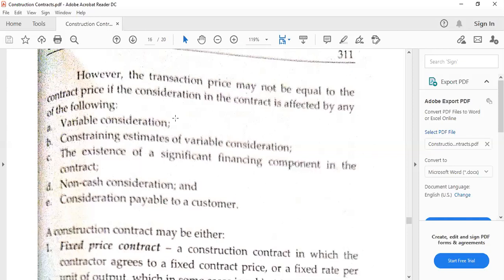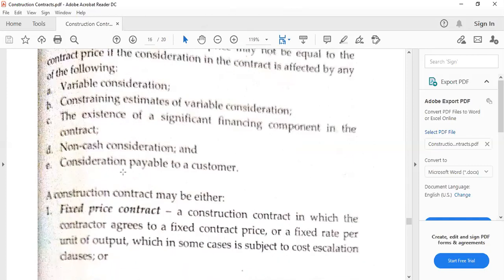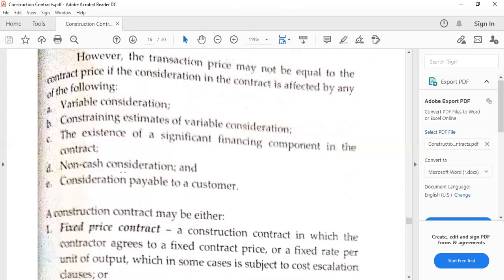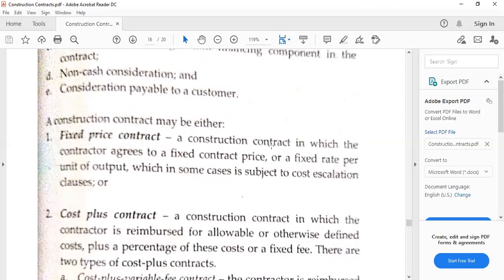So variable consideration would be like there will be changes in scope. I kept on saying that there is additional work to be done. Then constraining estimates. So initially, these are the estimates, but they would change later on, would either increase or decrease, or a financing component could be interest involved. Then additional consideration like non-cash and consideration that is payable to the customer. So in that case, if there's a liability to the customer, it would have an impact on the transaction price.